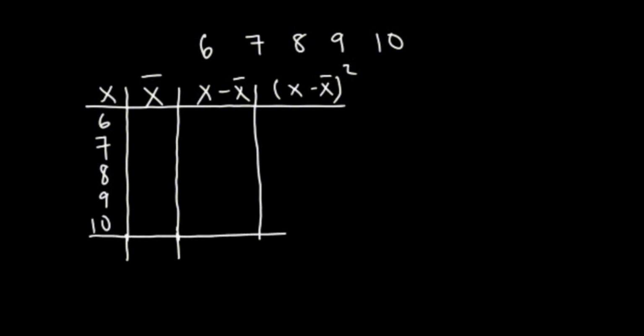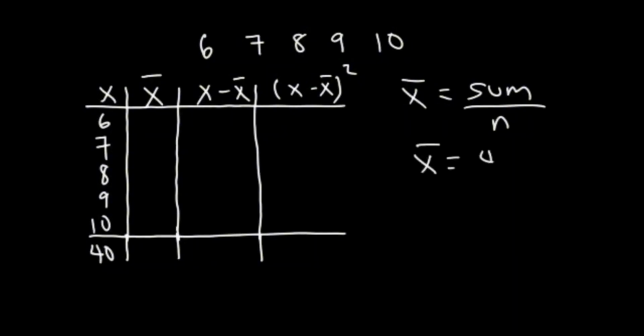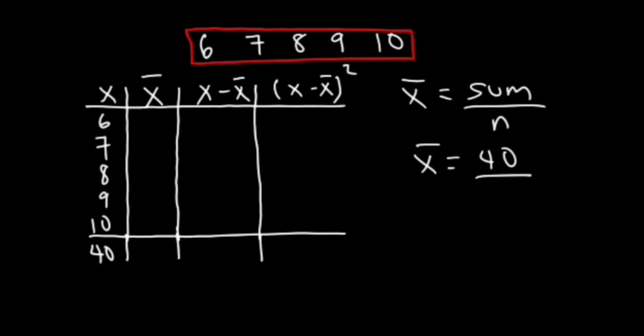Now what we're going to do is take the sum of the first column. The reason for that is it's going to help us to calculate the mean. The mean is going to be the sum of the data values divided by n. So if we add 6, 7, 8, 9, and 10, that's going to give us 40. So that's the sum. The mean is going to be 40 divided by n. Now what is n? Looking at our list of numbers, we have 5 numbers in this list. So therefore n is 5. 40 divided by 5 is 8. So the mean is going to be 8, which we'll put in the second column.